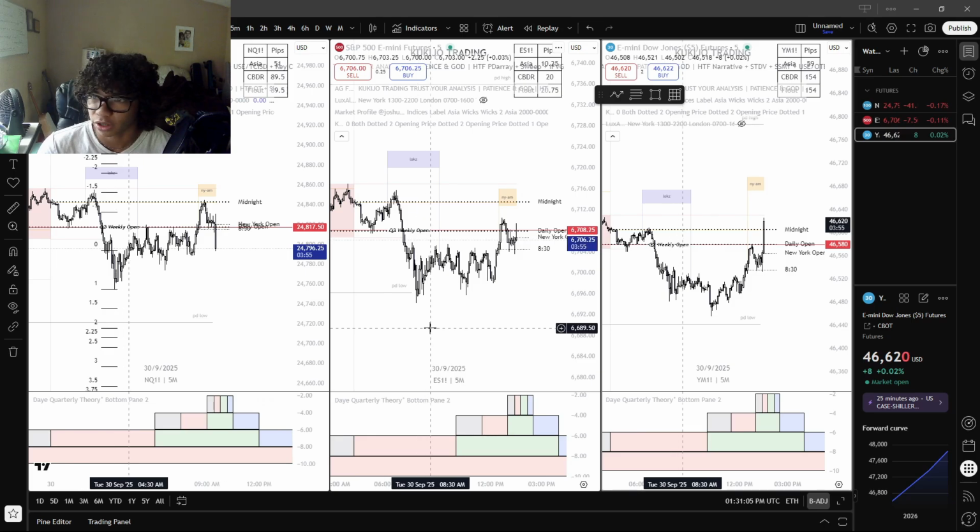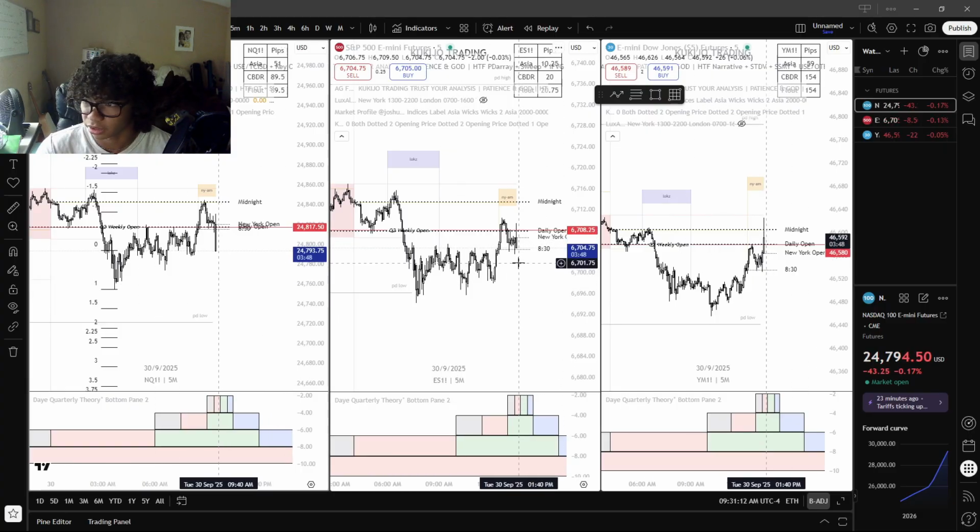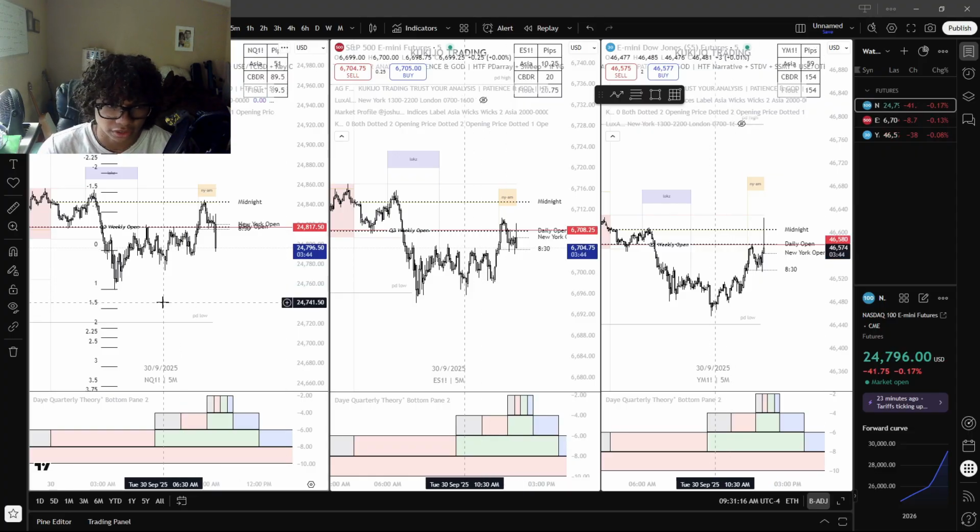Alright, so we are very, very uncorrelated today. We are sweeping out all of this. ES barely moved an inch. YM was all the way at the top. I'm just gonna let price tell its story.